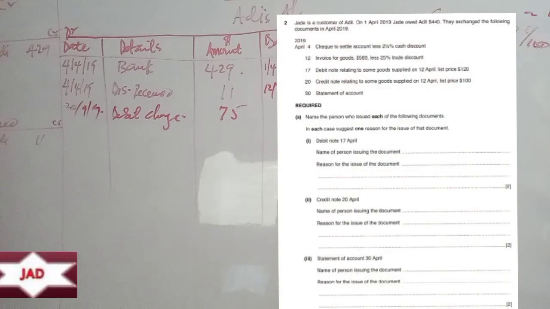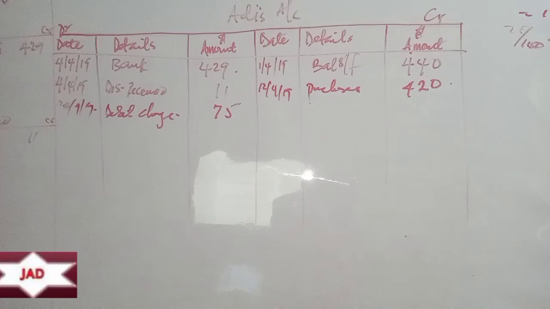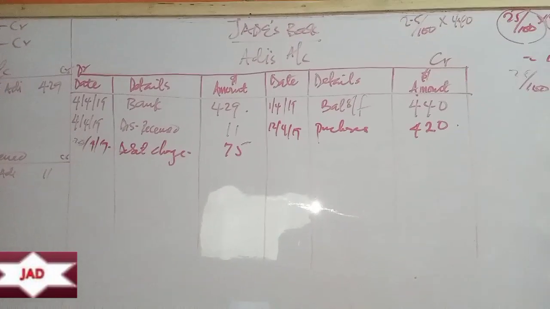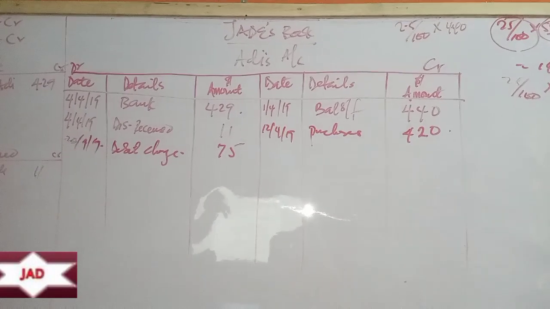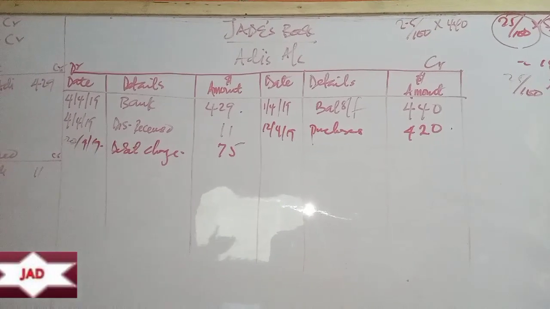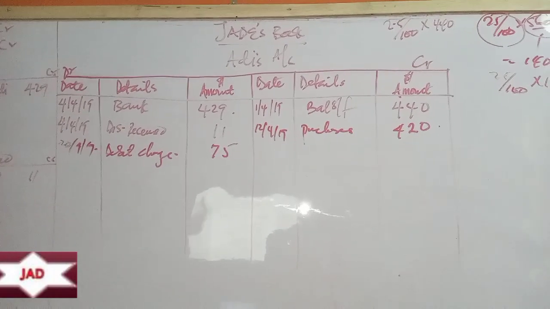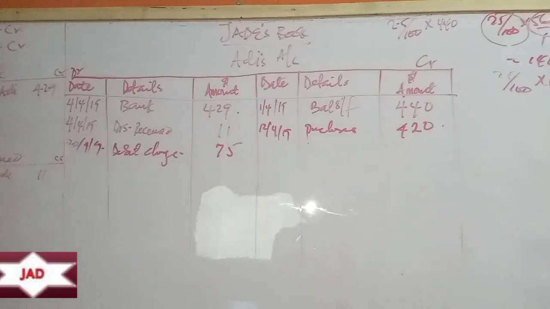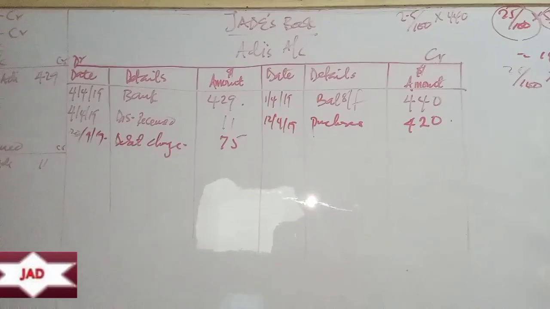So the next one, the 30th of April, there was a statement of account that was sent to Jade. Because we concluded that Adi is the one that's going to send a statement of account to show Jade what is being owed by Jade. Although I've told you that either way, both parties can request for a statement depending on what one wants to be at. So let's balance up here.